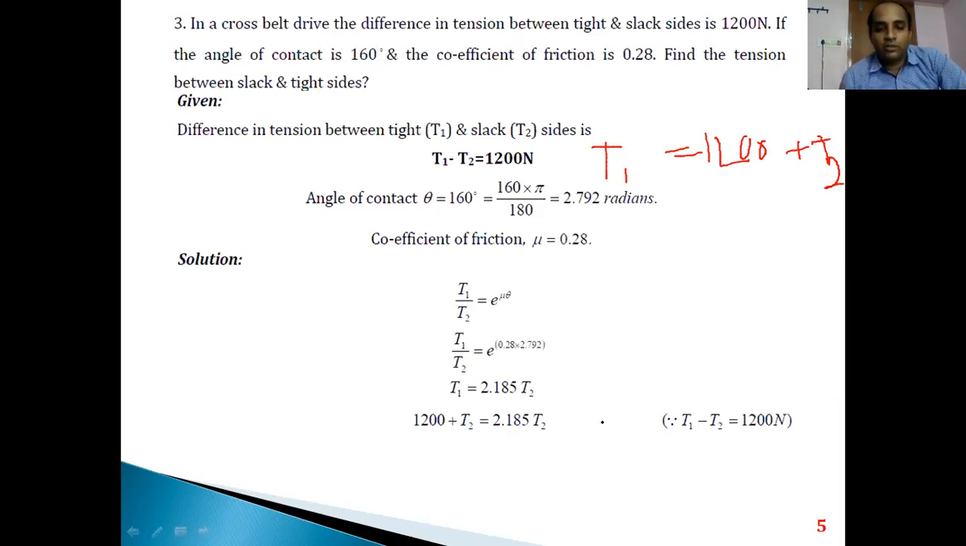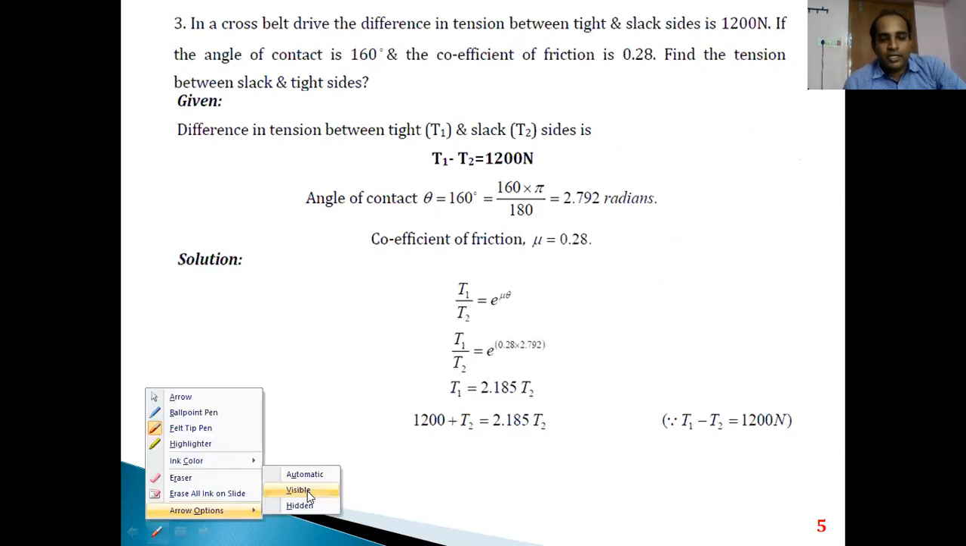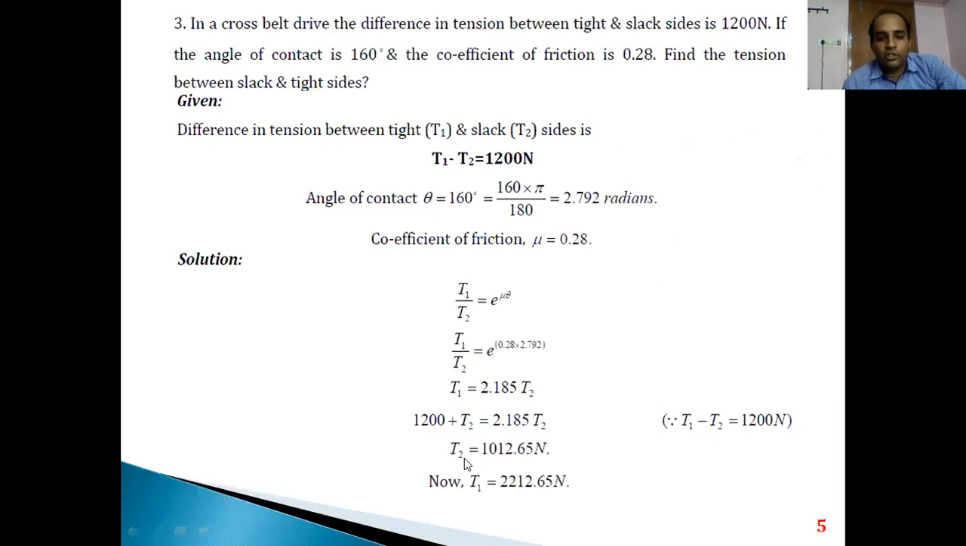So using that, what happens to this particular equation? The value of T1, I have taken it as 1200 plus T2. The other side we are having in terms of T2. So automatically from this one, what do we get? We get the value of T2 directly itself. So the T2 value becomes 1012.65 newtons.